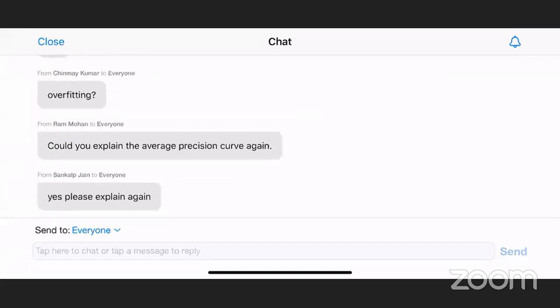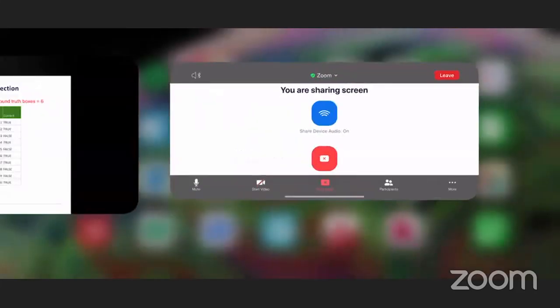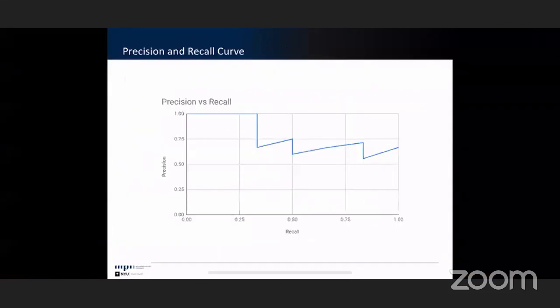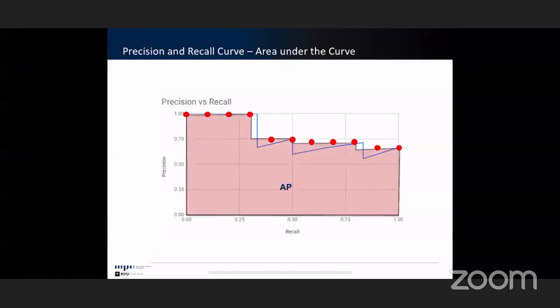Is it as straightforward as choosing low recall and high precision from the graph? No, we are averaging over all recall values. We are averaging over recall at 0, 0.1, 0.2, 0.3, 0.4 to get this average precision. This is why it's called average precision. You see the red dots? This is where we take the precision values and average over them.